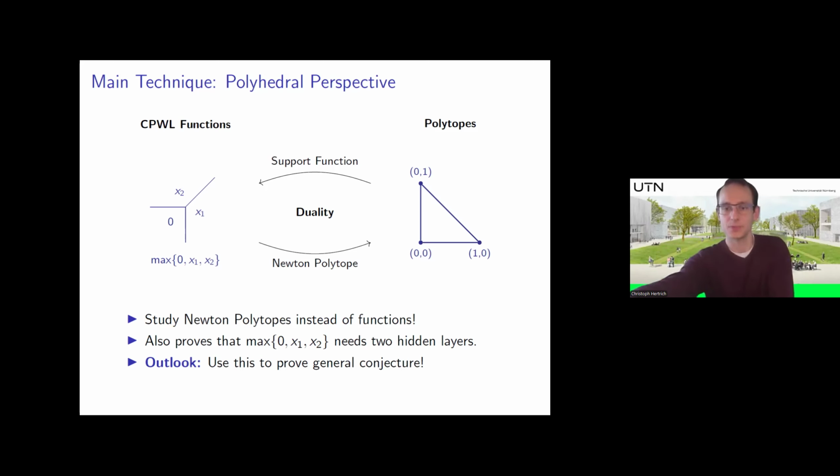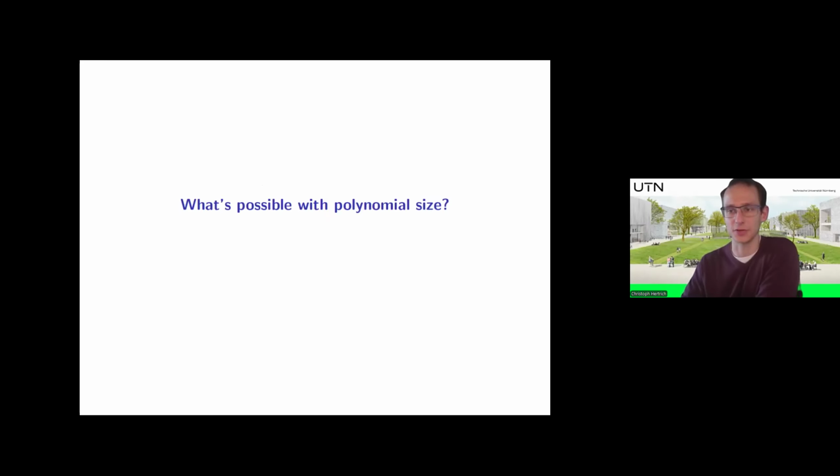Okay, questions about this? Otherwise, I would conclude with the part about the logarithmic depth. I don't think I would be able to go more into the proof details here and use the remaining few minutes to talk about polynomial size neural networks.